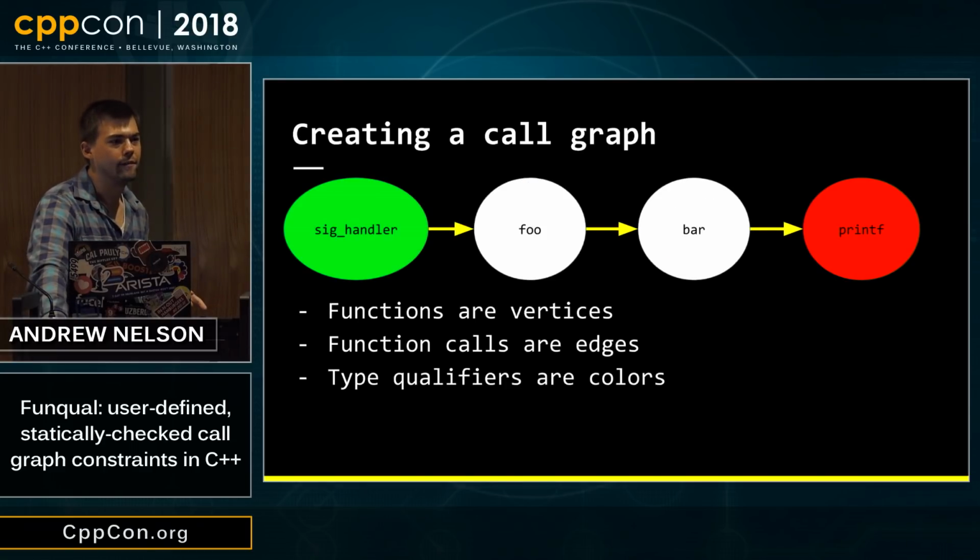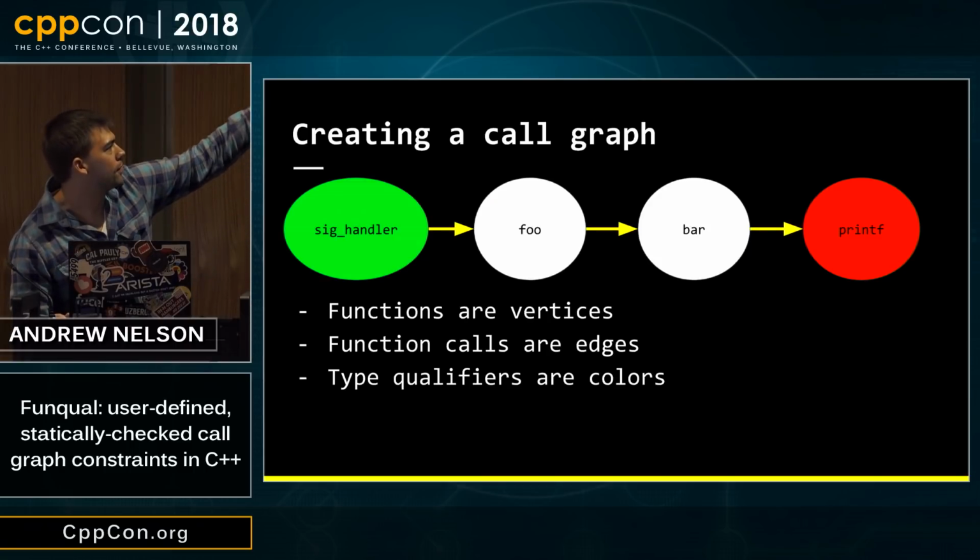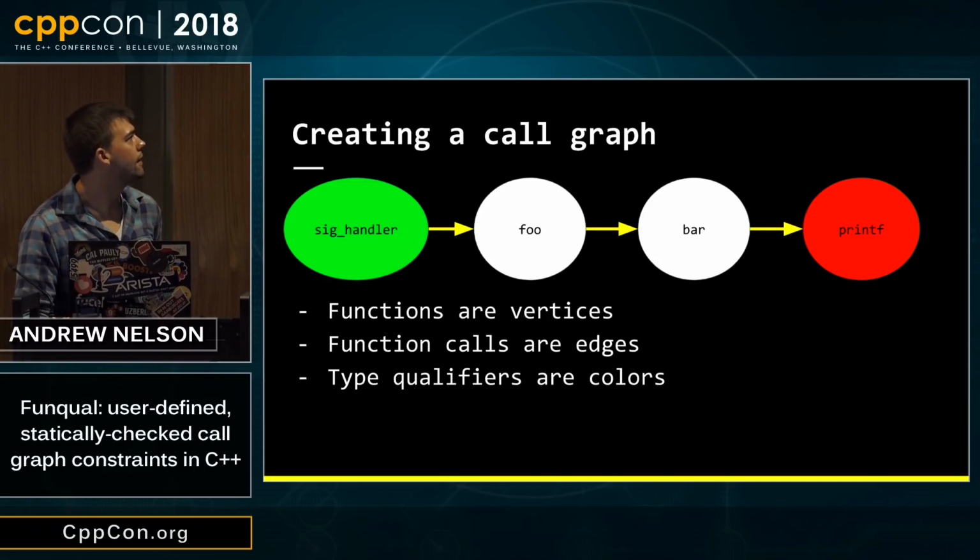And then once we have a call graph like this, things like a preemptive function calling a non-reentrant function can be solved easily by just asking, is there a path from a green node to a red node? Something like that. And we're all pretty familiar with graph algorithms already.